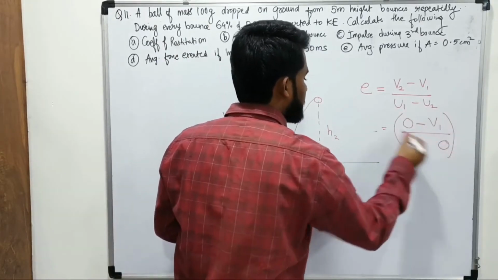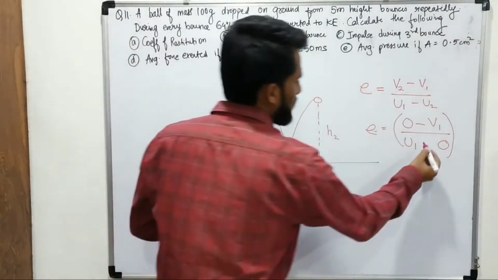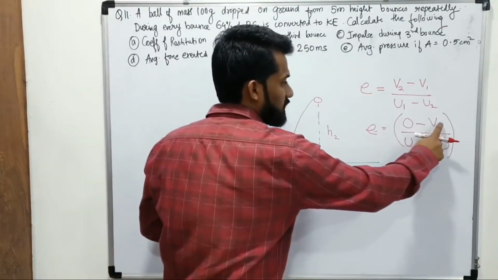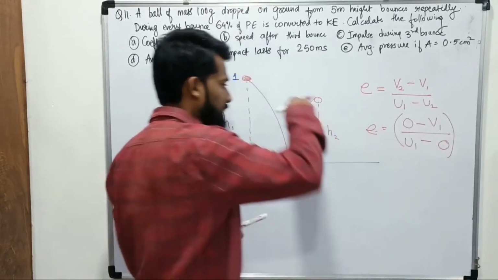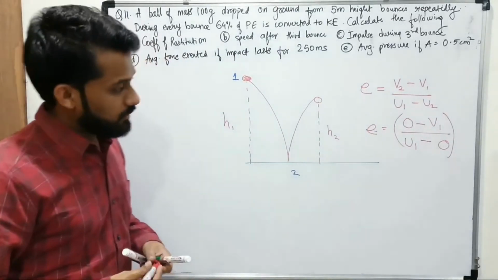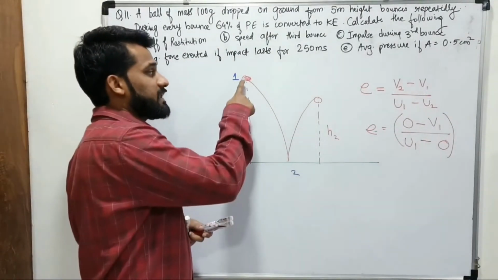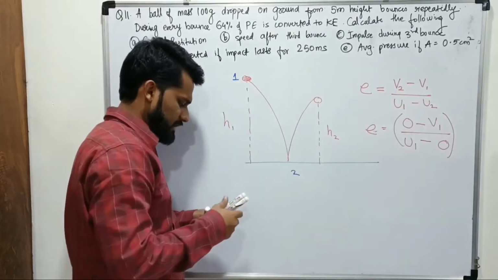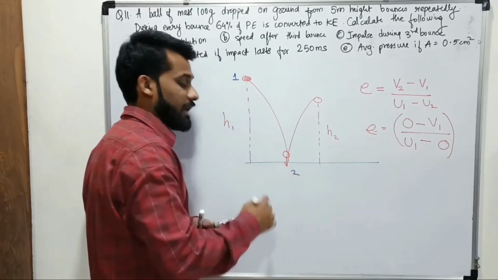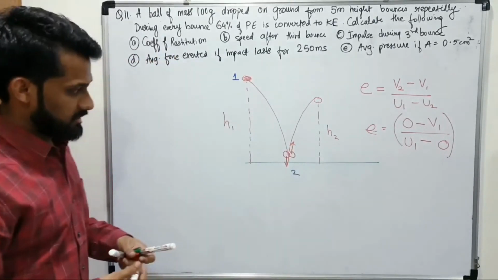This is the coefficient of restitution for a bouncing ball. Now don't worry about this minus sign, because v1 is upward velocity, so it is a positive number. This is negative. u1 being a downward velocity is a negative number, so negative will cancel and you will get a positive number. So we are interested in the speeds. What will be the speed of the ball just before collision, when it is just about to hit the ground, and what will be its speed when it is just going up after the collision?